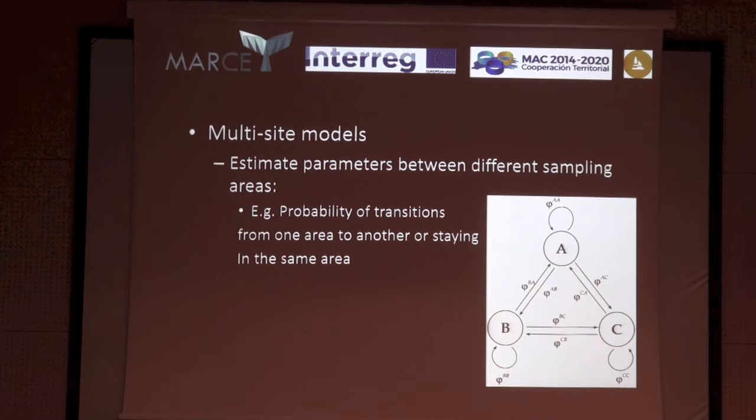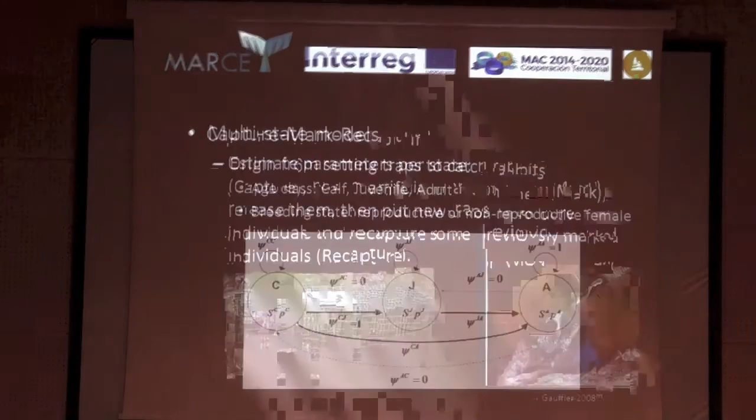Then we have multi-site models. These can estimate parameters between different sampling areas. Okay, so this will mainly look at the probability of transition. So if you have three areas A, B, and C, then you can have movements between the different areas, and so the probability of going from one area to another, or to actually stay within your area. This can be interesting to look at residency patterns and movements between islands.